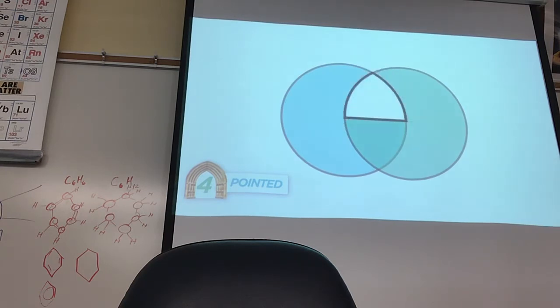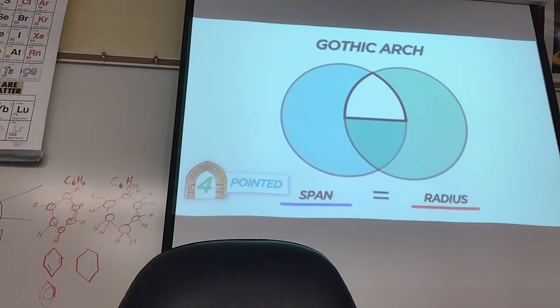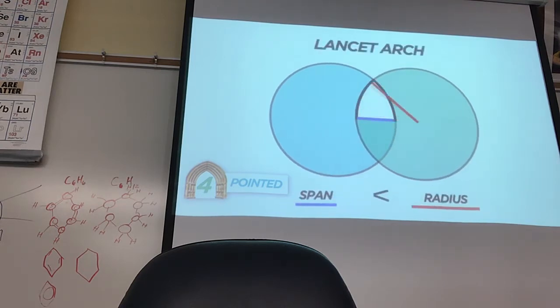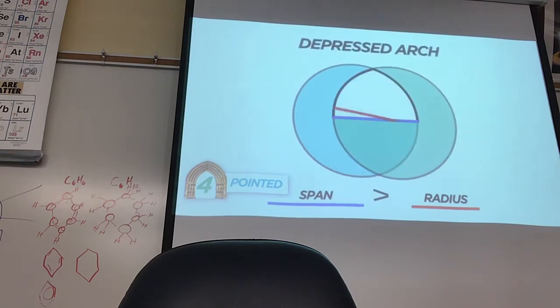Pedantic footnote: if the arch's span and radius of the circle's curve are equal, it's a Gothic arch. If the span is less than the radius, it's a lancet arch. And if it's more, it's a depressed arch.